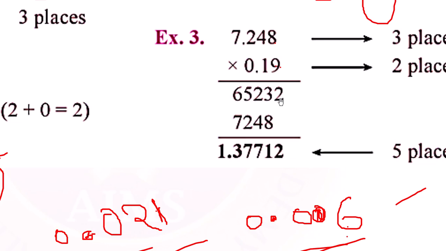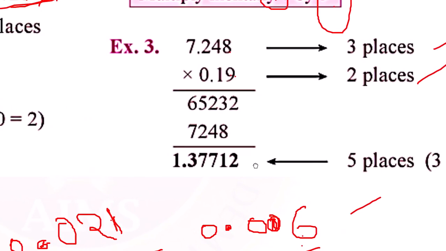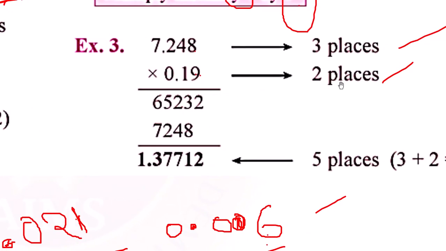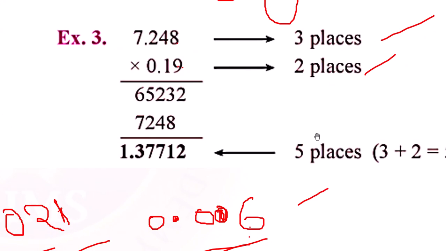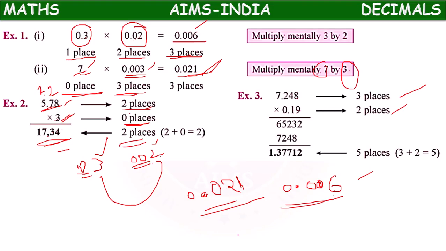We will add all. 2, 3 plus 8, 11. 2 plus 4, 6 plus 1, 7. 5 plus 2, 7. 6 plus 7, 13. But here 3 places, here 2 places. Put together, how many places? 5 places: 1, 2, 3, 4, 5. After 5 places, we have to keep a point. So like that, we can do multiplication of decimals.